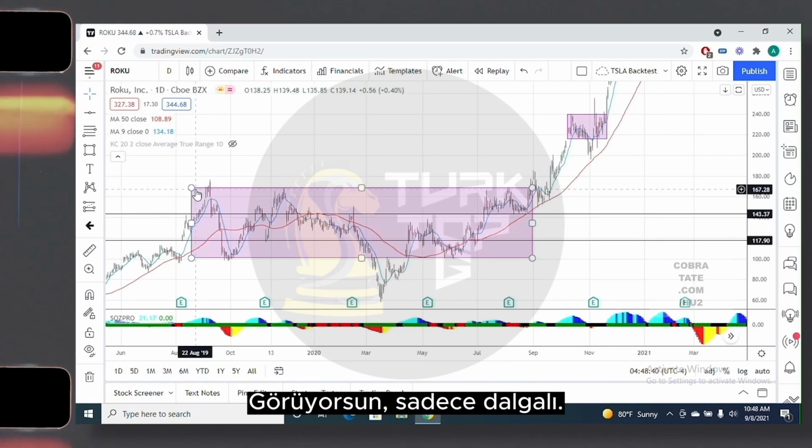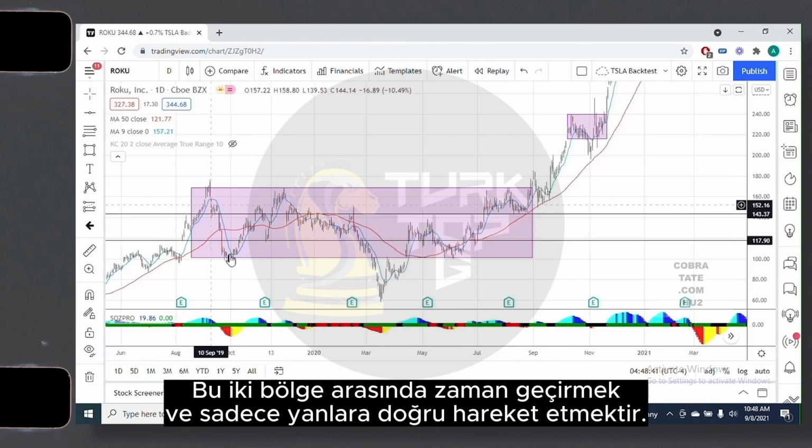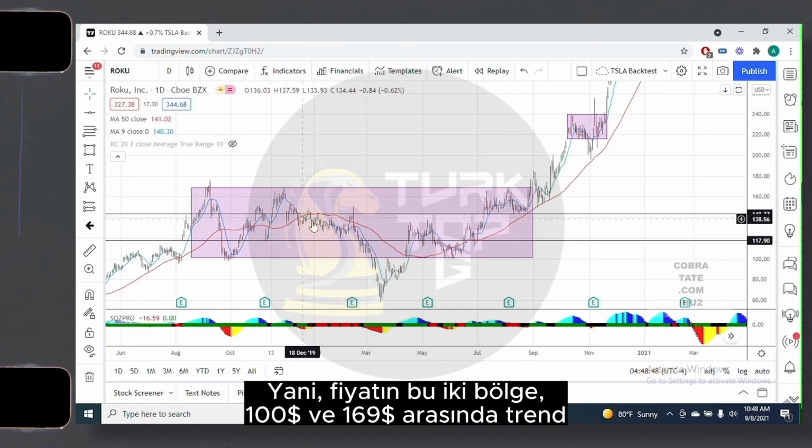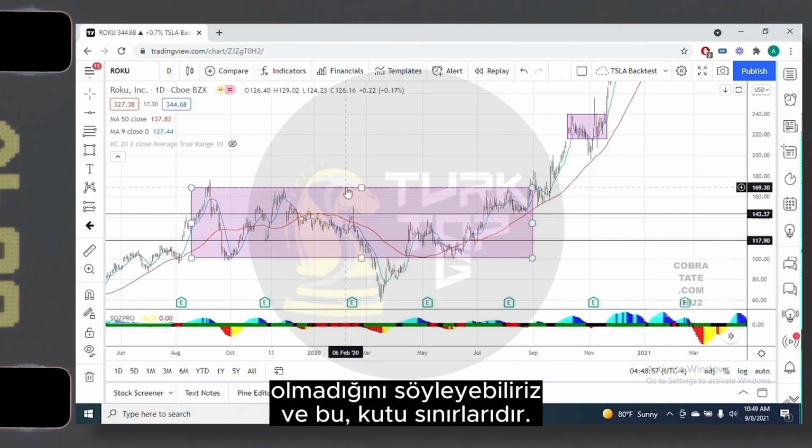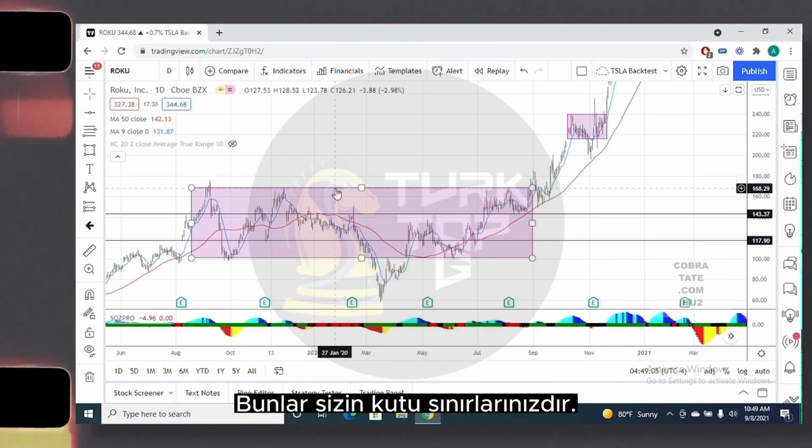You see, it's just choppy. It's spending time between these two zones and just moving sideways. So what we can say is the price is not trending between these two zones, the $100 and the $169. And these are the box boundaries.